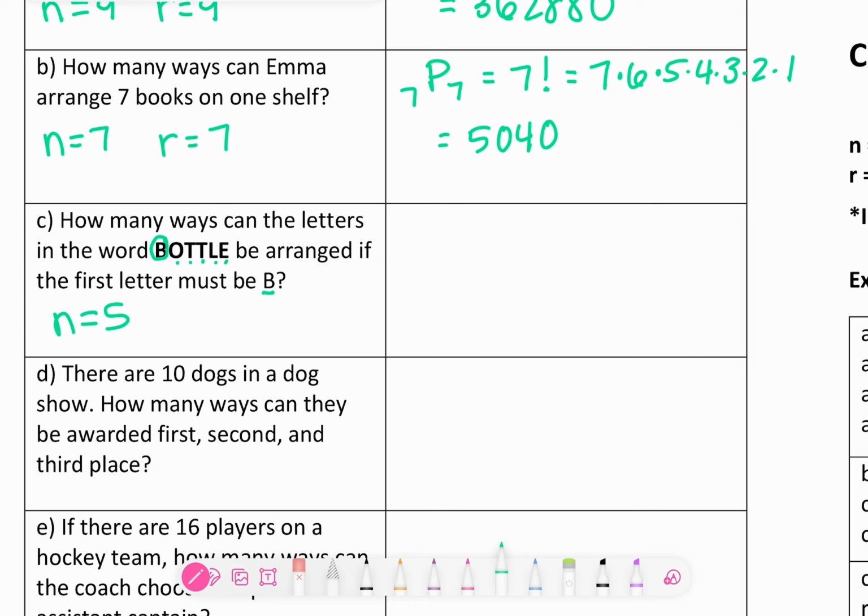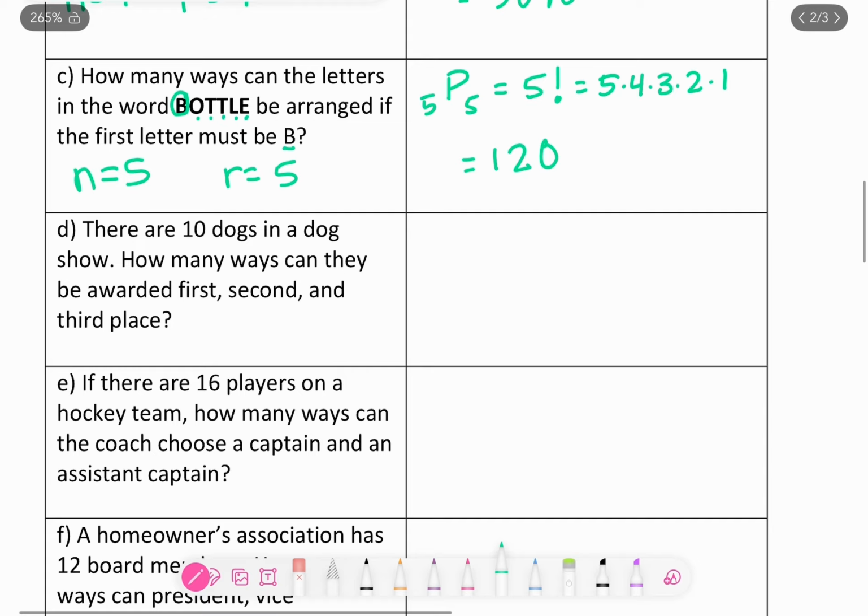And the order matters just like it did when we talked about education, right? So it's a permutation. And we're still arranging all 5 of those, so R is also 5. Okay? So again, the shortcut for this, 5 permutation 5, is just 5 factorial, which is just 5 times 4 times 3 times 2 times 1. And that is equal to 120. Perfect. Now let's look at the next one.